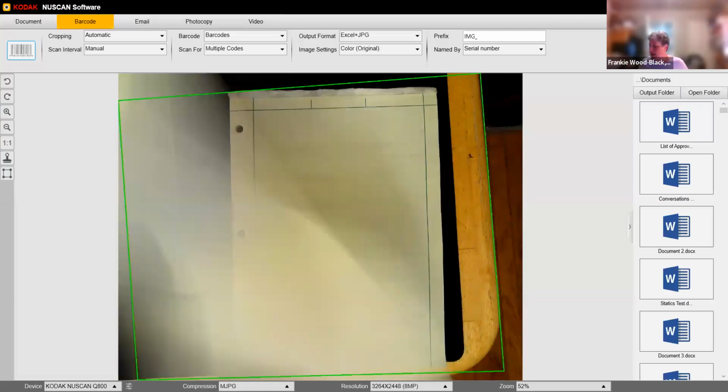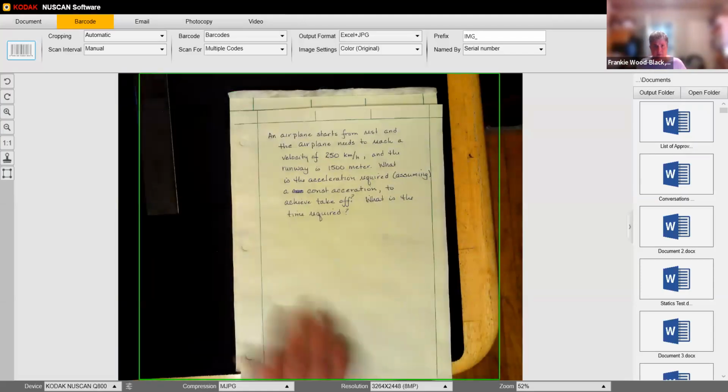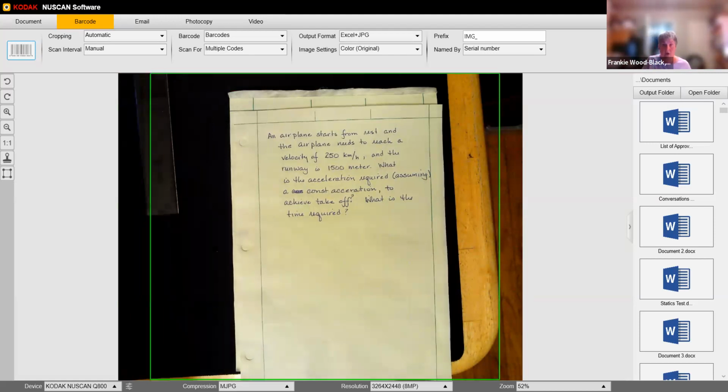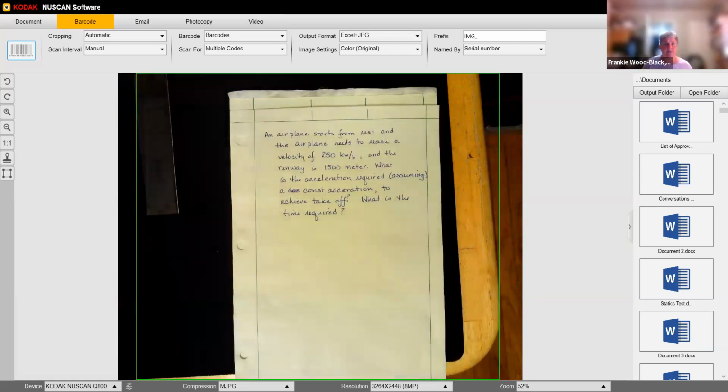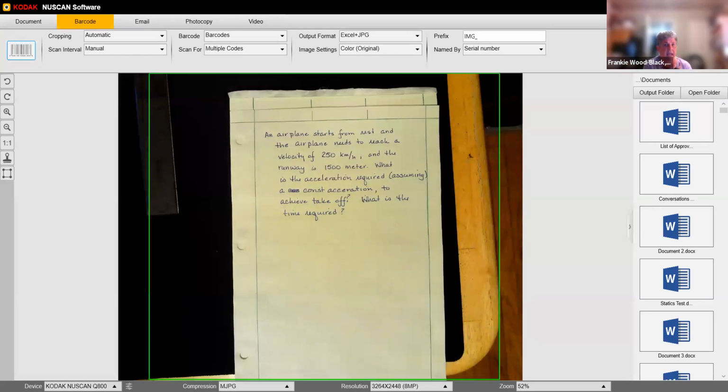So let's look at a one-dimensional motion problem. I'm going to start with an airplane, and it's going to start from rest, and it needs to reach a velocity of 250 kilometers per hour. And the runway is 1,500 meters. We want to know what acceleration is required, assuming a constant acceleration to achieve takeoff, and what is the time required.